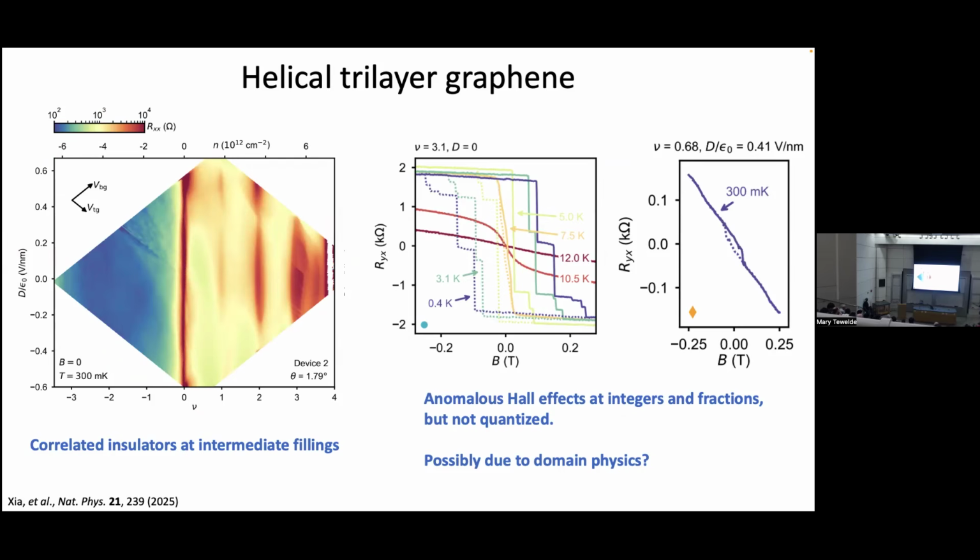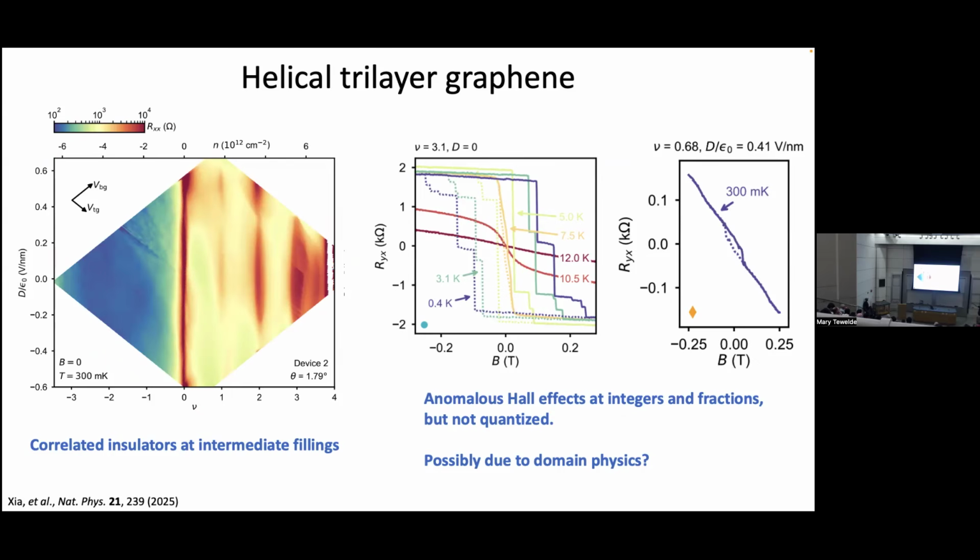Okay, let me caveat this. This is a measurement from Pablo Jarillo-Herrero's group, not our group. Have we seen anomalous Hall at all? I don't think so, right? So these guys are shaking their head. We have not seen anomalous Hall in these helical trilayer graphene devices. This is a measurement from Pablo Jarillo-Herrero's group.